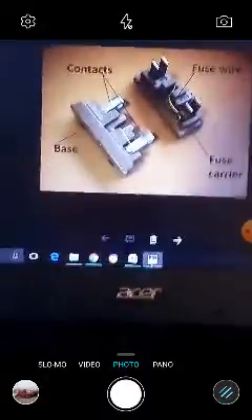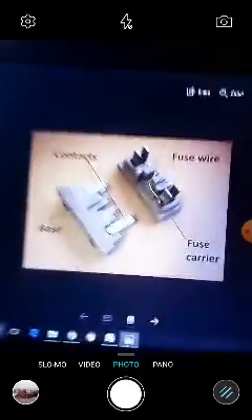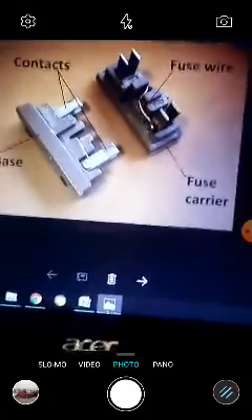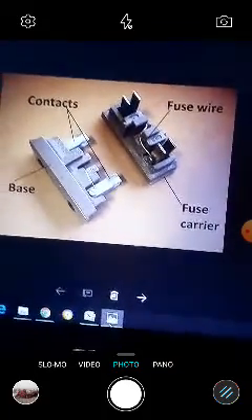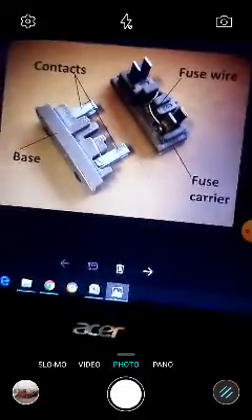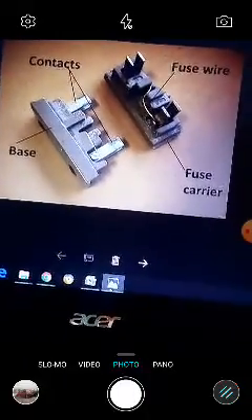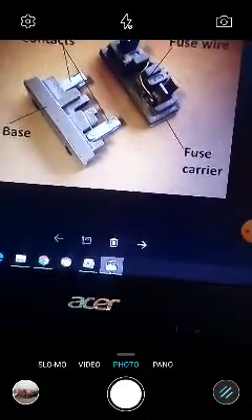So in this particular diagram, or in this particular chapter, we will just look at the rewirable fuse. This is a common rewirable fuse, where if you look carefully, it consists of contacts, base, fuse wire, and fuse. This is a fuse carrier. If you see, this total body is called a fuse carrier.